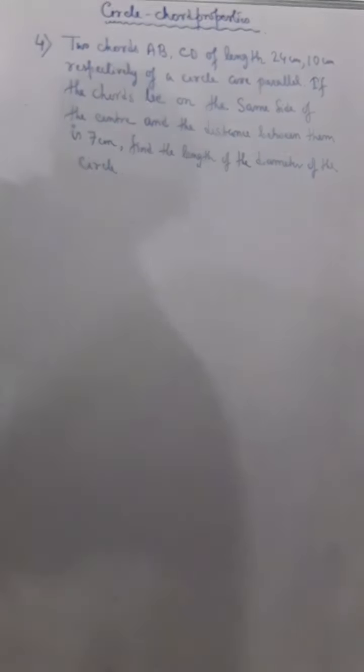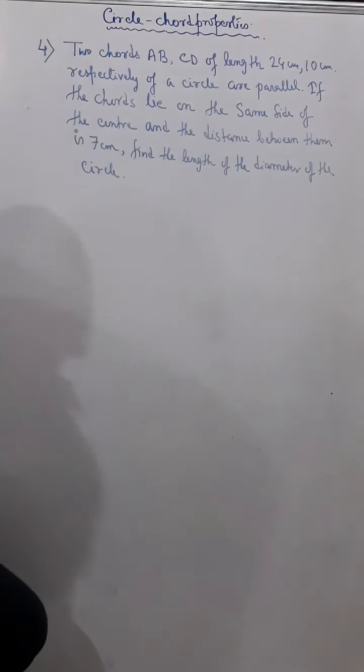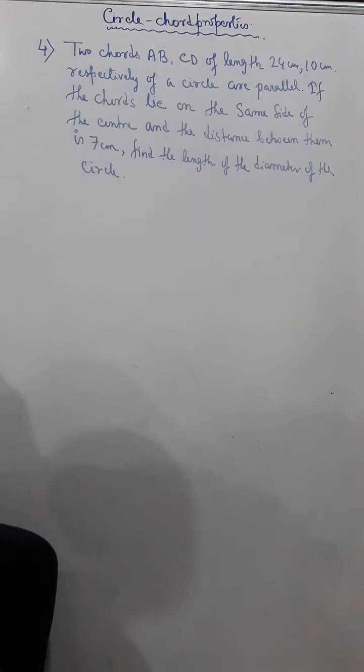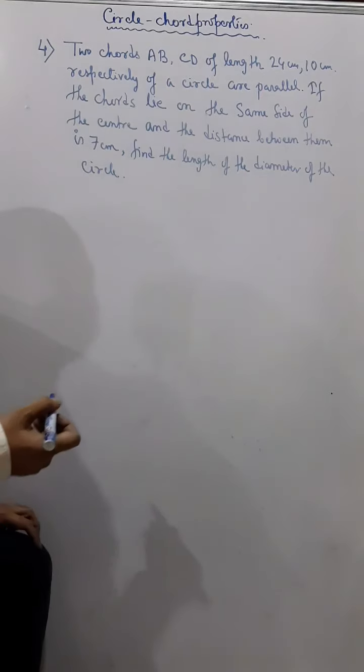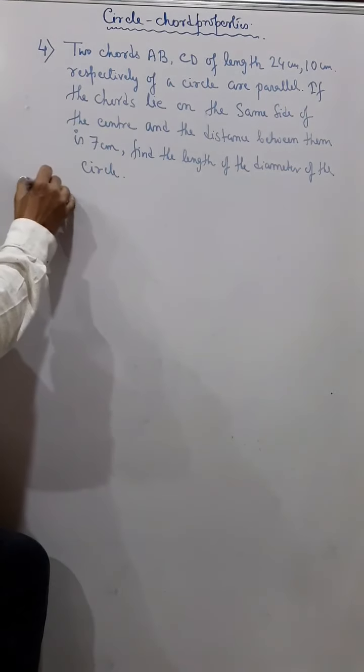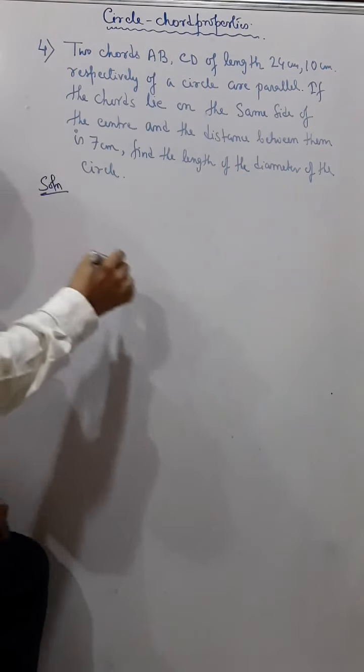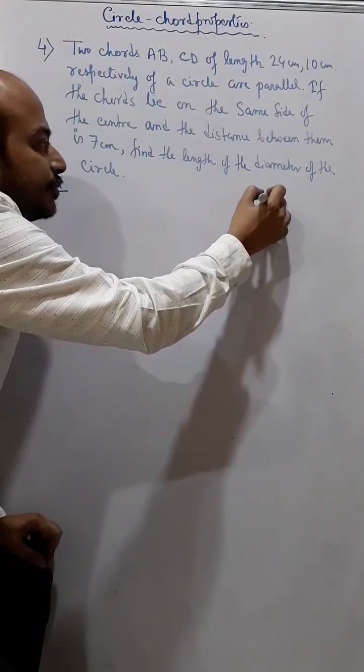Okay, now see, in this sum they told that two chords AB and CD of length 24 and 10 respectively of a circle are parallel, and the chords lie on the same side of the center and the distance between them is 7. Find the length of the diameter. So we have to draw the diagram properly first.